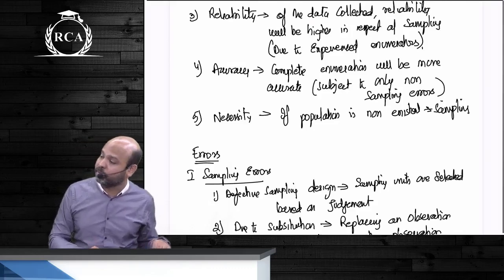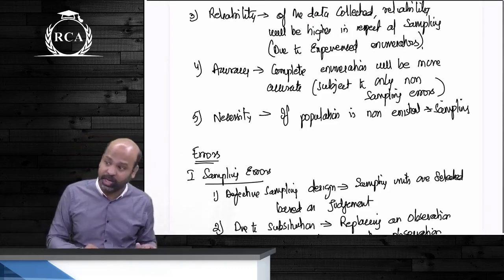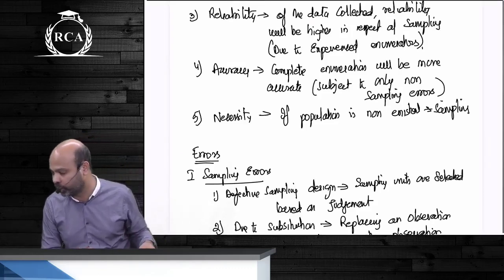और एक example जो materials में दिया हुआ था बेटा, aircraft. Inspection cannot be on a sample basis. It has to be, beta, a complete enumeration.